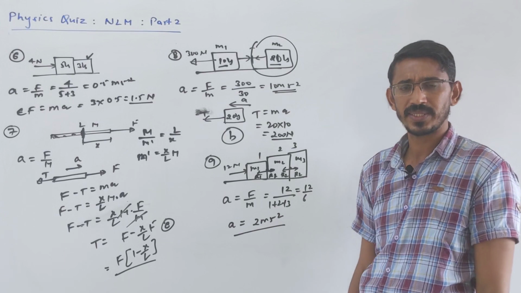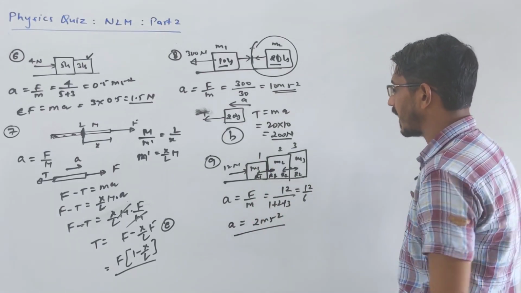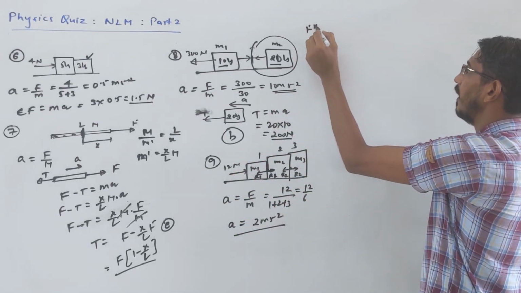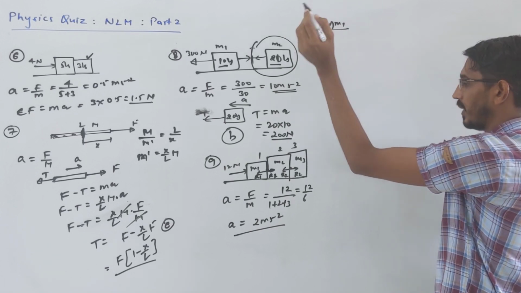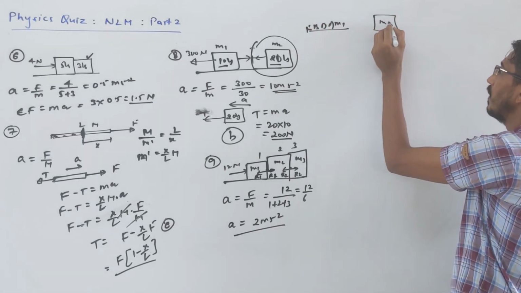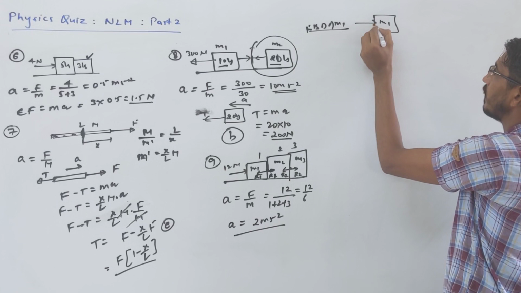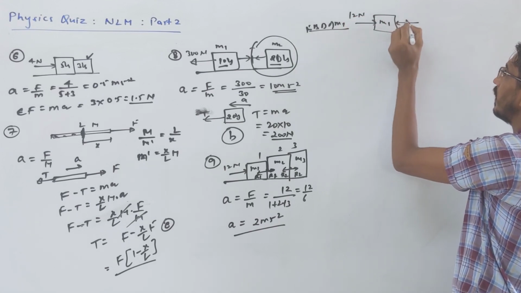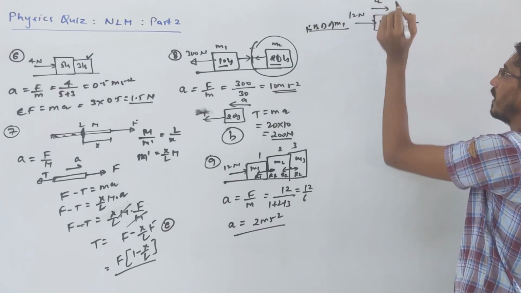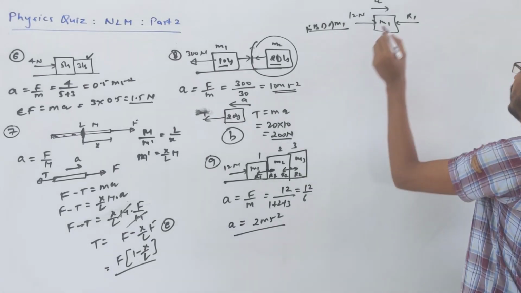Now we have to find these reactions R1, R2. So let's take the FBD of mass M1. This is your block M1. Here the force we applied is 12 Newton, and here is the reaction R1, and it is accelerating in this direction with acceleration A.